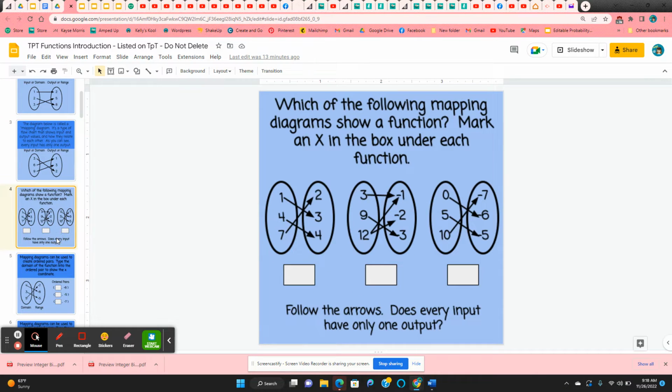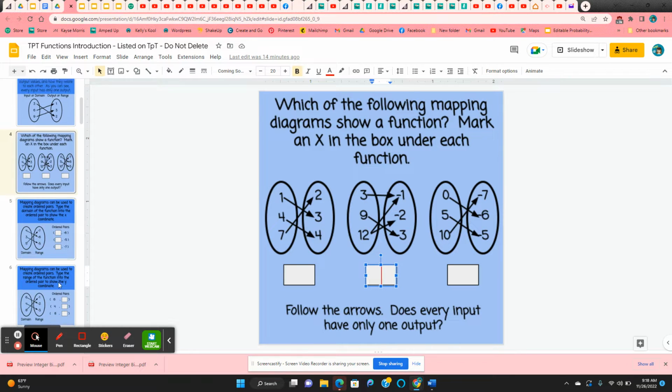So students on slide 4 are given 3 mapping diagrams, and they have to determine whether they are functions. Does every x have only one y? So if it is a function, they're just going to type an x in the box.